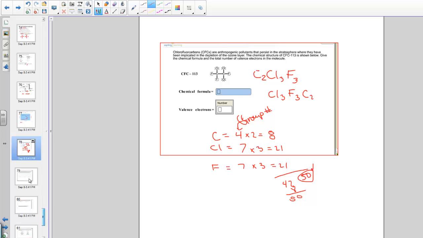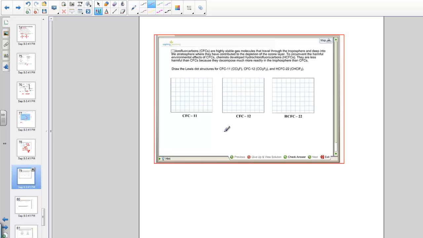The rest of my presentation are Sapling questions. Draw the Lewis dot structures for CFC-11, CFC-12, and CFC-22, and they're giving us the formulas down below. So for the Lewis dot structure of CCl3F, we know to place the carbon in the center. We'll have 3 chlorines around, and you'll have to put dots around all those chlorines to get this right on your Sapling. And the other one here is a single fluorine, and you'll see that attached in this arrangement.